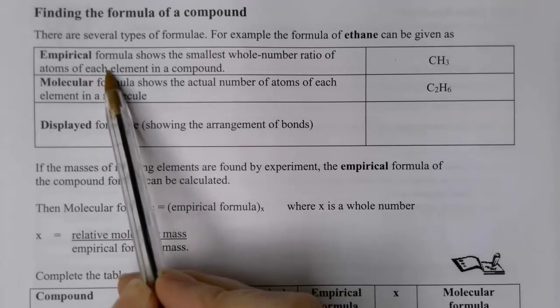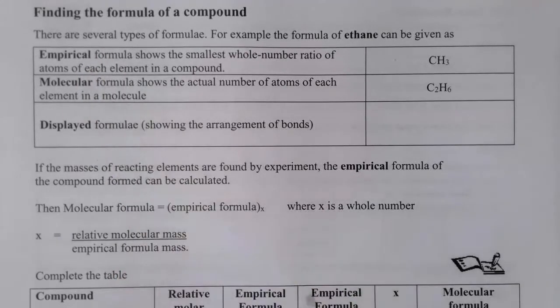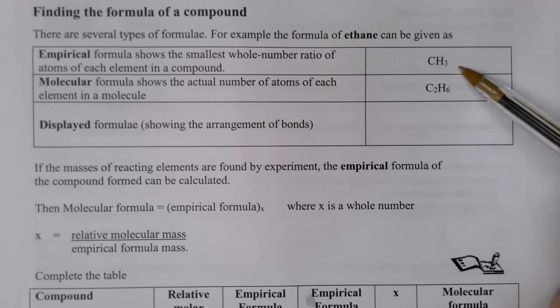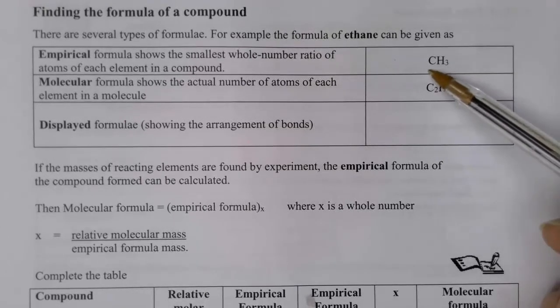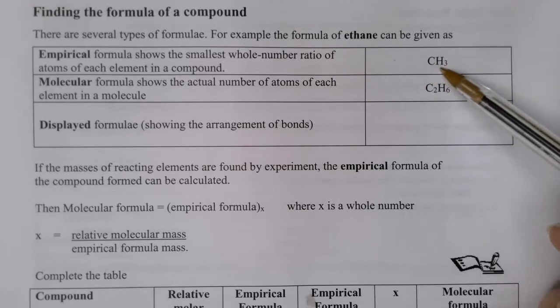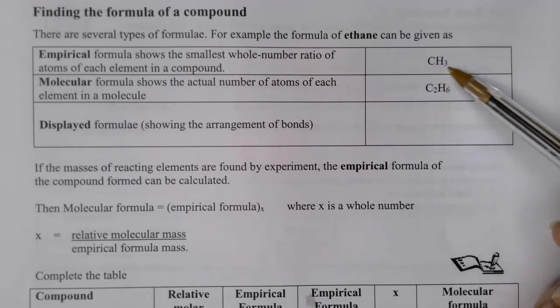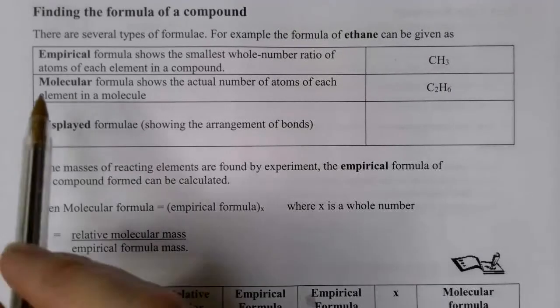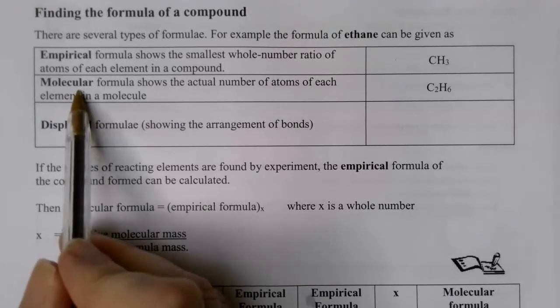So an empirical formula is the smallest whole number ratio of atoms of each element in the compound. So for example, CH3. It tells me that I've got carbons and hydrogens in the ratio of 1 to 3. But it doesn't tell us actually how many atoms of each element are present. For that, I need the molecular formula.